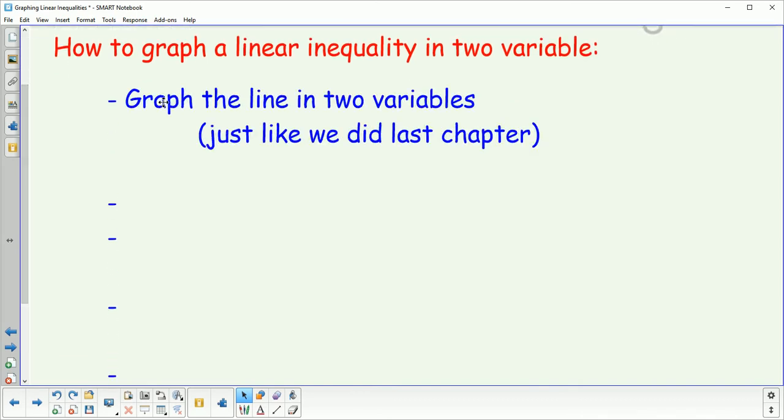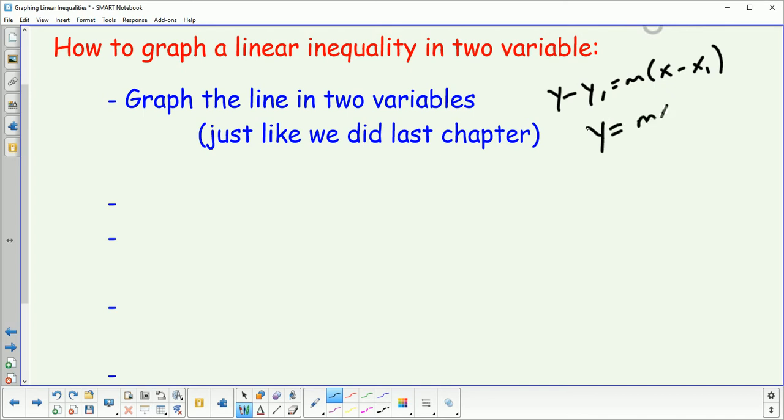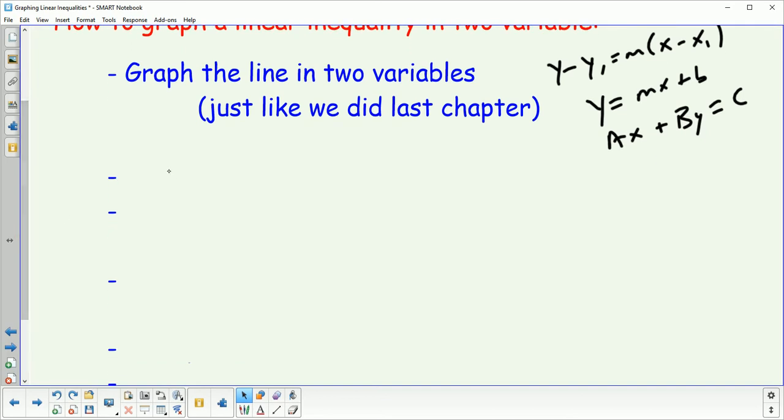So we're going to graph it the same way that we've done in the past, what we just did in last chapter, which remember we had three ways. We talked about point slope form, which looked like that. We talked about slope intercept form, which looked like that, and then we also talked about standard form, which looks something like that. Okay, and each one had a slightly different way to graph them. Now we're going to graph them just like we did last chapter, so you're going to make sure you need to bring those notes every day.